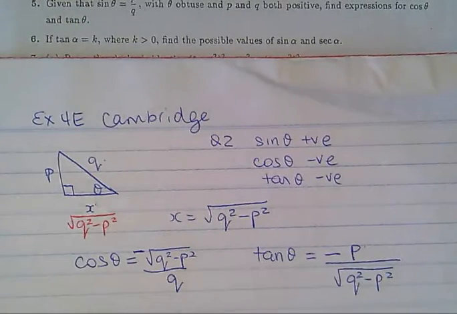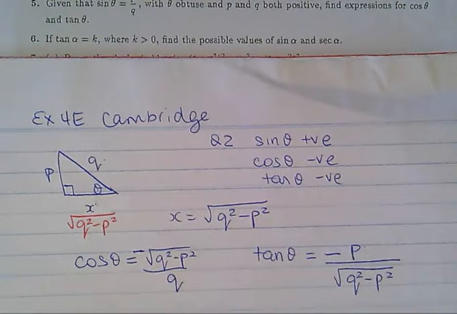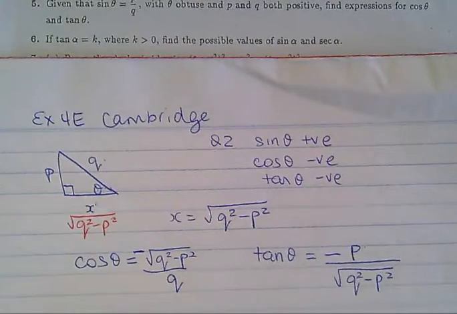Now, in question 6, it's similar, but tan alpha is k. So what's your ratio? Tan means opposite over adjacent. K over 1. Same method, where k is positive. But we have 2 quadrants, 1 and 3. So you're going to have to give answers for sine alpha, a positive and a negative. You want to give your quadrant 1 answers and your quadrant 3 answers.